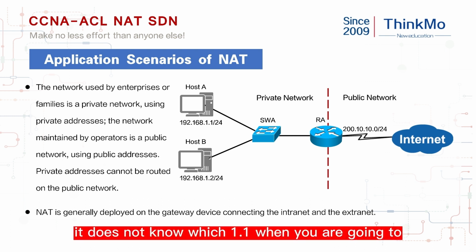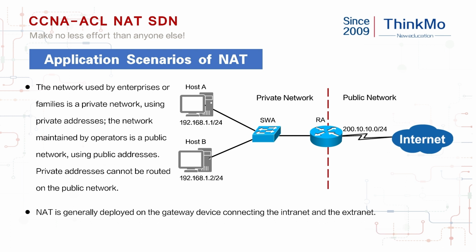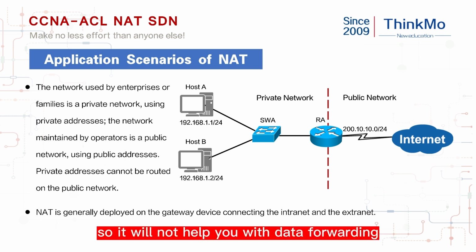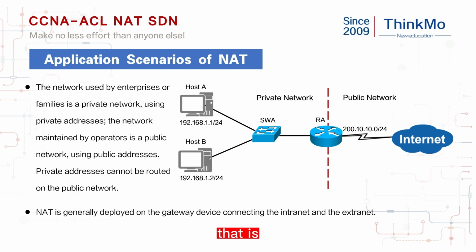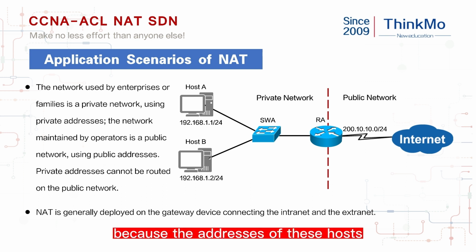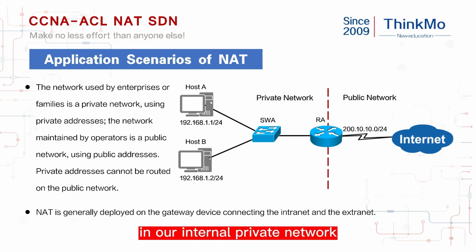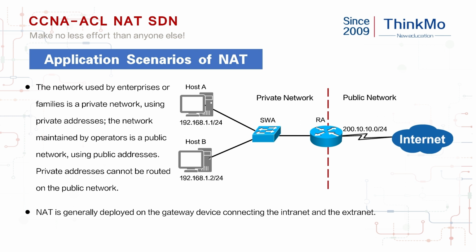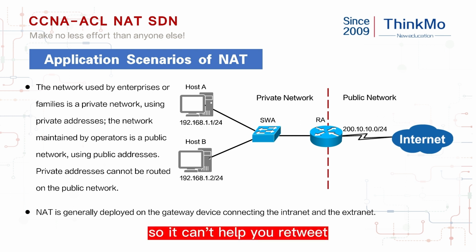It does not know which 1.1 you are going to, so it will not help you with data forwarding. That is, because the addresses of these hosts in our internal private networks overlap too much, so when the operator forwards, it will appear confusing. So it can't help you forward, since it can't be forwarded. How do I get online now?